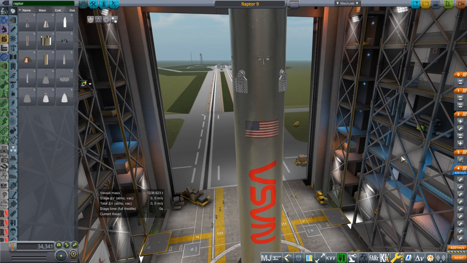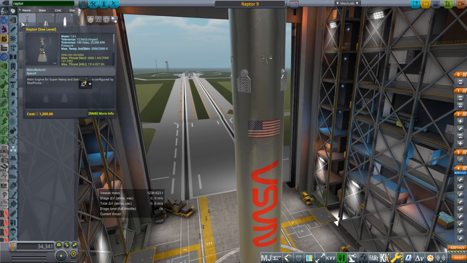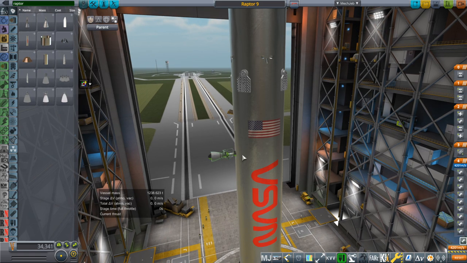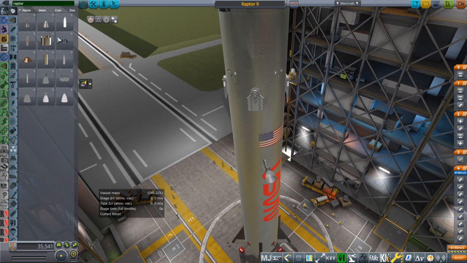So far I've been using the Raptor engines from the Real Engine Pack, but everybody keeps asking me where I get the engines from, and also I use the Raptor engines quite a lot for various purposes. So I decided it'd be good to just make my own model of them. And so here is the sea level one, and this is the vacuum one.